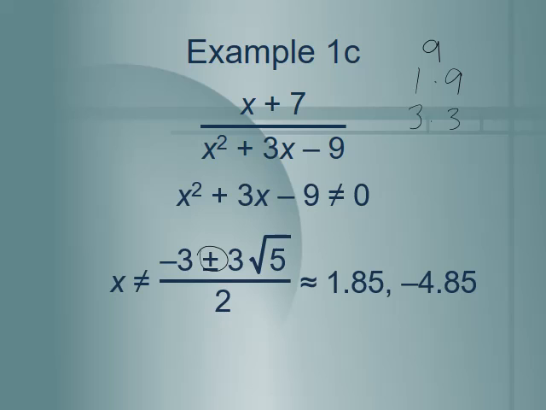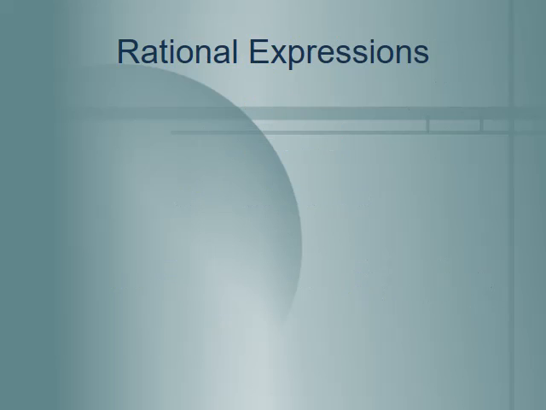And what they're going to be is either, if we solve this all out with our calculator and we do -3 plus 3 times the square root of 5, it either cannot equal 1.85, or if we do minus in the center, it cannot equal -4.5.